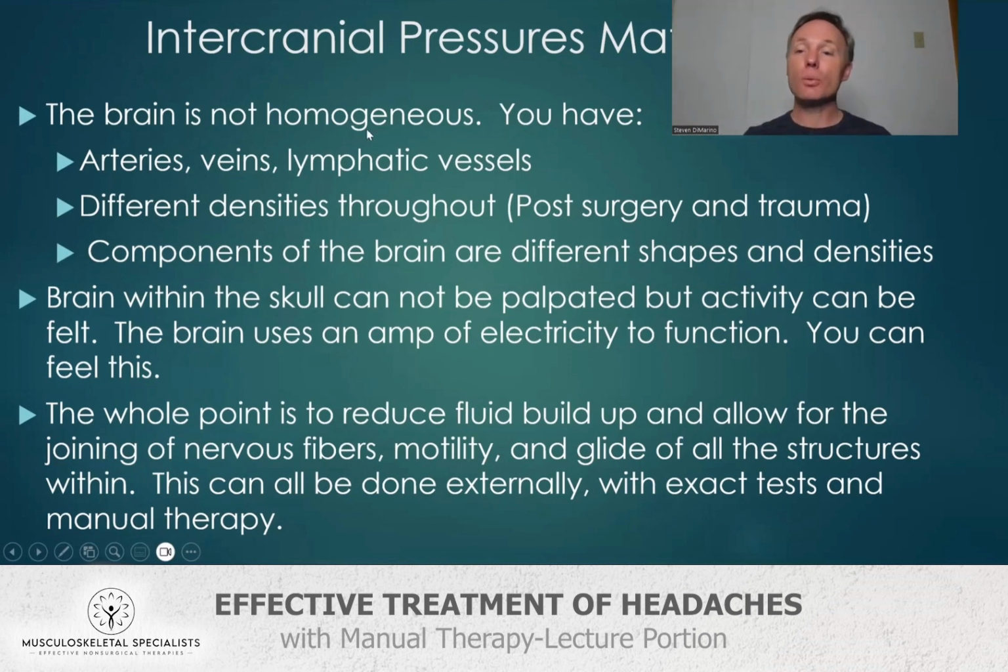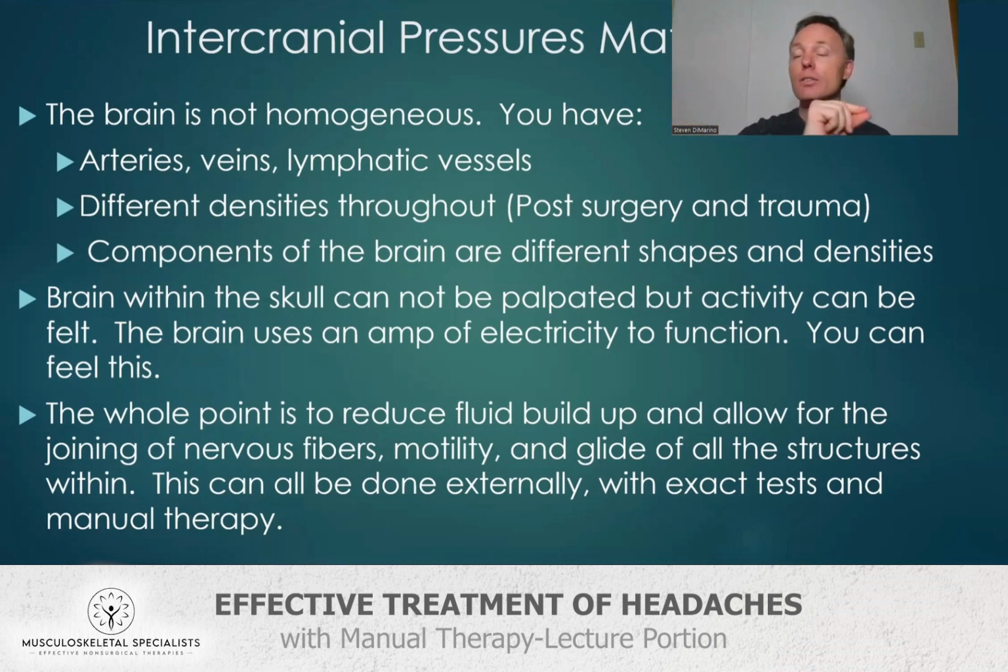Okay, different densities throughout. If you had a cranial injury where you got bashed in the head like this, you can have strains through your brain, which can be seen on a CT scan. Okay, components of the brains are different shapes and densities. The brain within the skull cannot be palpated, but the activity can be felt. Okay, the brain produces an amp of electricity to function. Okay, and when I say an amp of electricity is movement of an electron. Anytime an electron moves from one point to another, that's measured in amperage. That's not voltage, that's amperage, right?